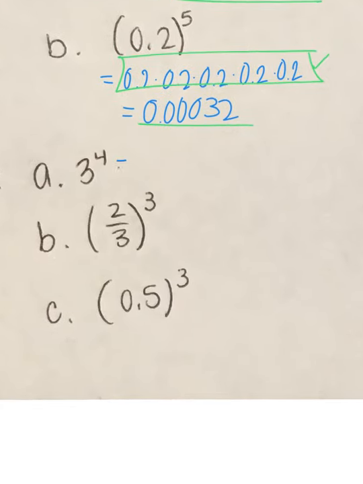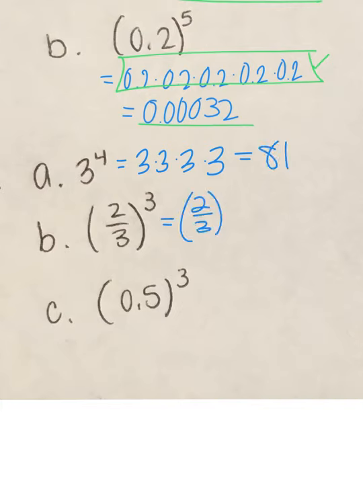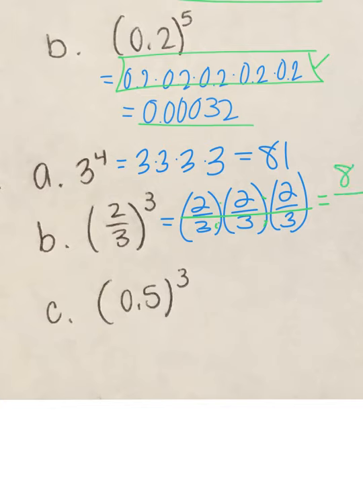Okay, so hopefully for 3 to the 4th power, you did 3 times 3 times 3 times 3, and hopefully you got 81. For this one, you're going to do 2/3 times 2/3 times 2/3. And if you forgot how to multiply fractions, remember you're going to multiply across the top and across the bottom. So I would have 2 times 2 times 2. 2 times 2 is 4, times 2 is 8. 3 times 3 is 9, times 3 is 27. 8 over 27 is the answer you should have gotten for that one.